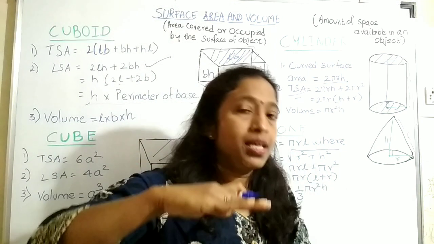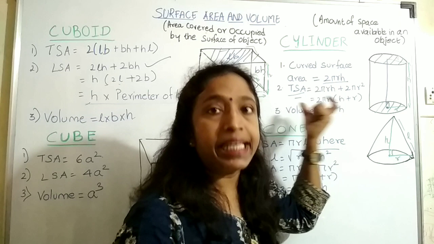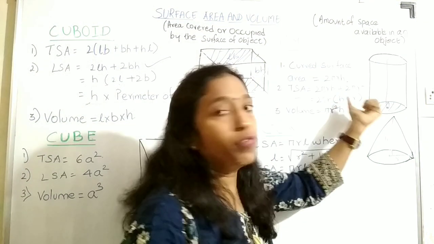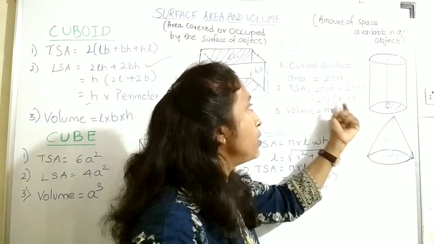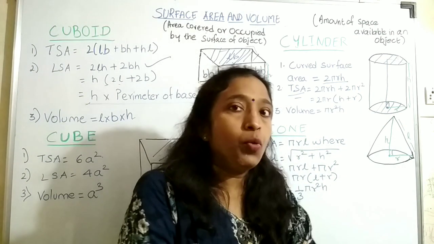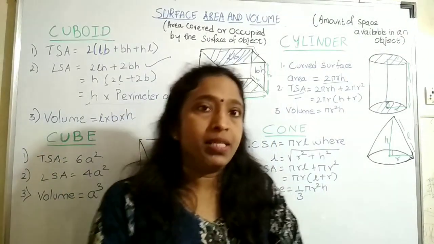And we have 2 bases, so 2 pi r square. So 2 pi r h. TSA is nothing but CSA plus the area of the bases, which is 2 pi r h plus 2 pi r square. When you take common, 2 pi r is common, so h plus r. So either we can say 2 pi r into h plus r, or 2 pi r into r plus h.